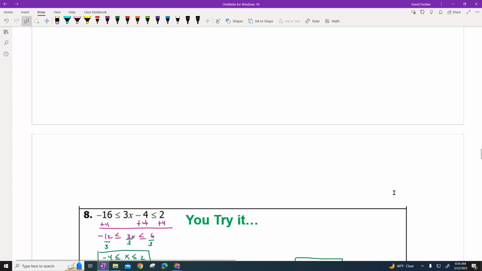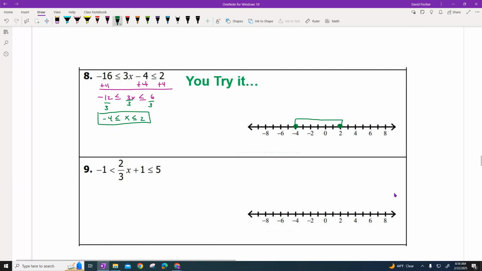Okay, let's go see how you did here. Got rid of that 4 first. Solved two problems at the same time. 3x, -12. Last step, divide by 3. -4 is smaller than 2, so I like it. Should have closed circle on -4, closed circle on 2, and everything's good.